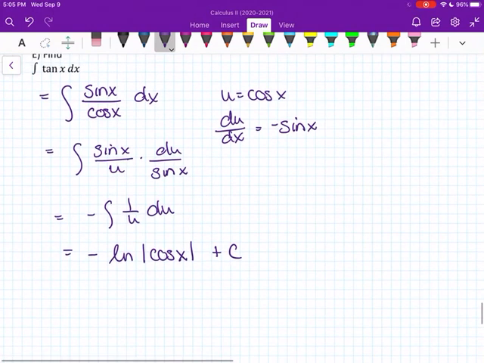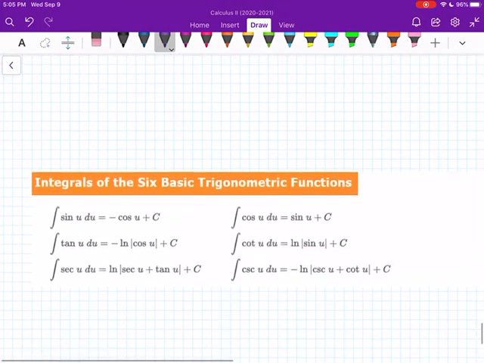You can do that with all 6 trig functions to find the integrals for all of those. And so the formulas for those are right here. So we have, of course, the integral of sine is negative cosine. The integral of cosine is sine. Tangent we just found is the negative natural log of the absolute value of cosine. Cotangent is the natural log of the absolute value of sine. Secant is the natural log of the absolute value of secant plus tangent. Cosecant is going to be the negative natural log of the absolute value of cosecant plus cotangent.